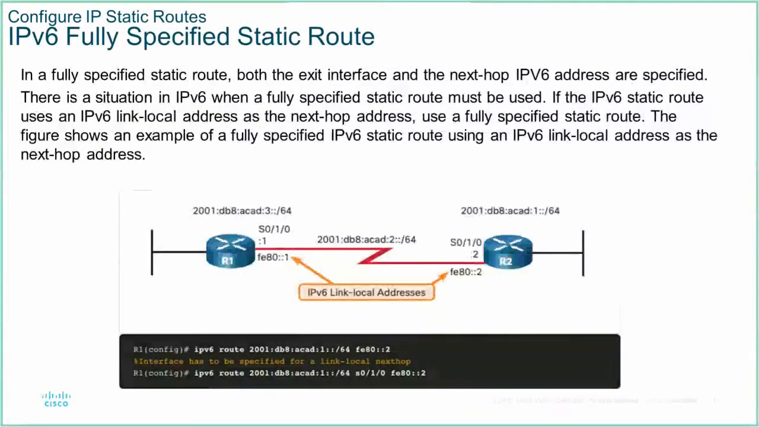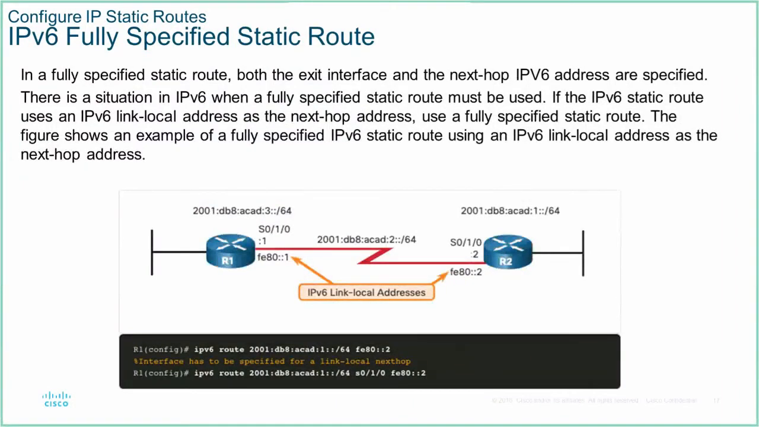Now, this is where IPv6 syntax becomes a little different to our standard command. We need to use the link local address for the next hop when we're using it in this format. So when we specify the exit interface, we need to then follow that up with the local address for the device we're connecting to.